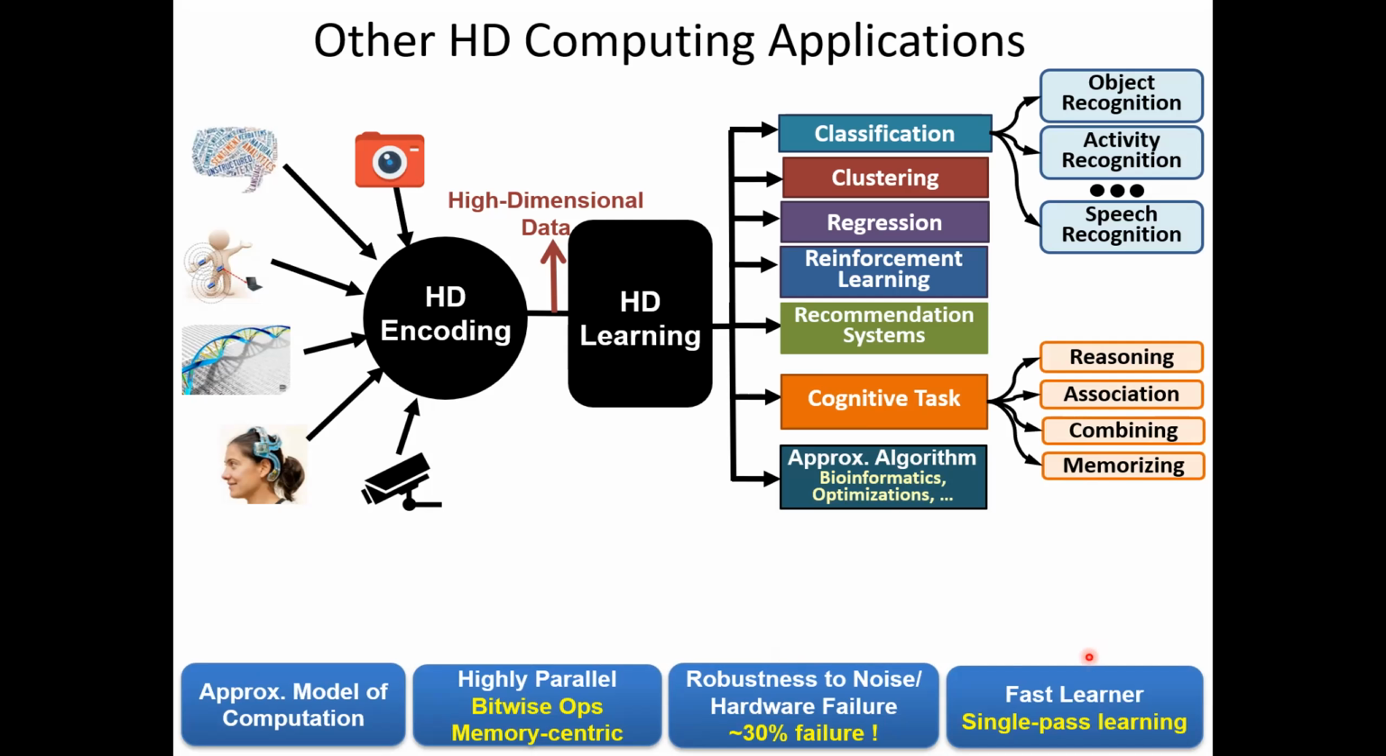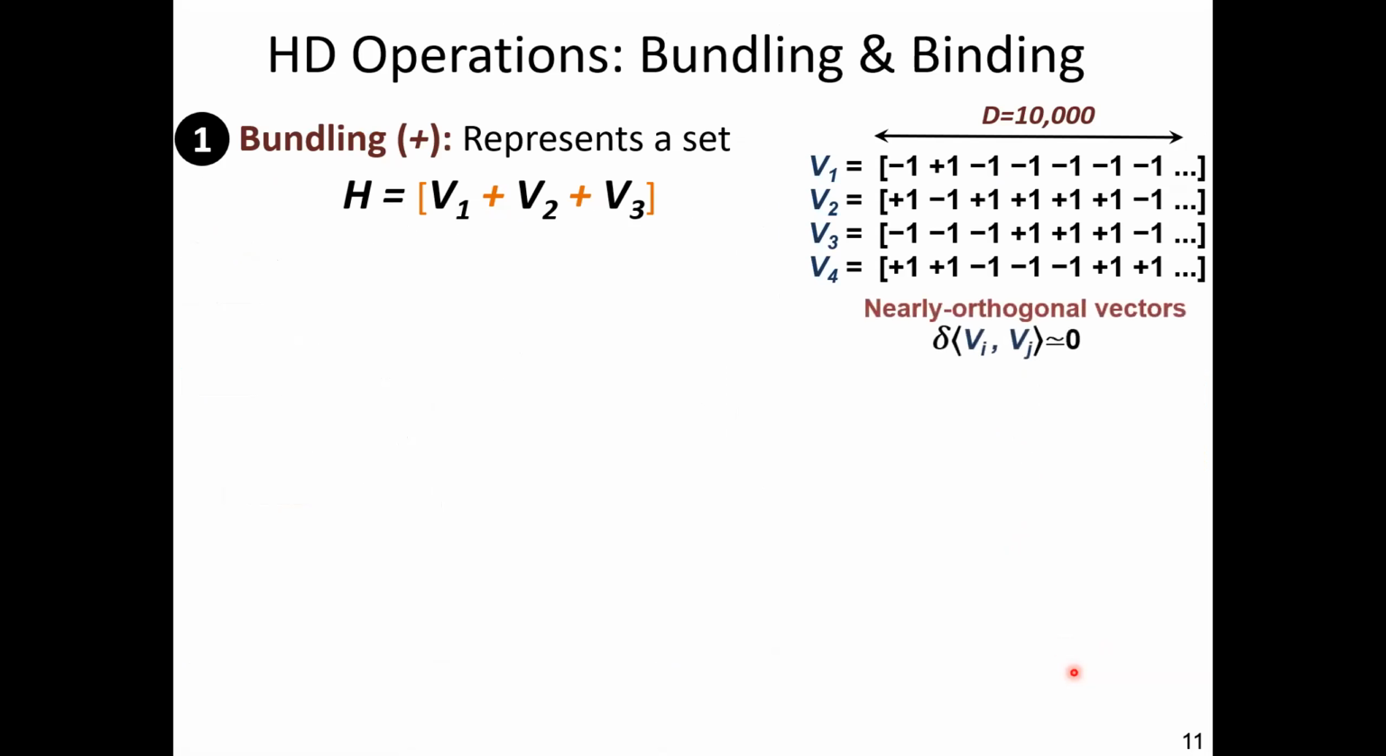And lastly, it's a fast learner. Any algorithm we develop, we consider to be single pass. It can look at each training data point only once and create a good model. You know the mathematics better than me, but I'm just going to give you a high level overview of the basic math we are using to perform a learning task using HD computing.